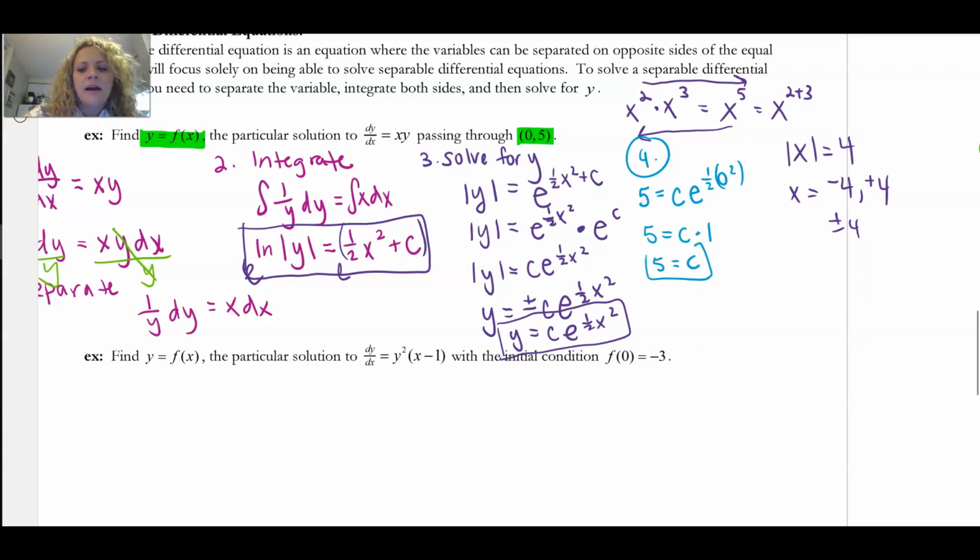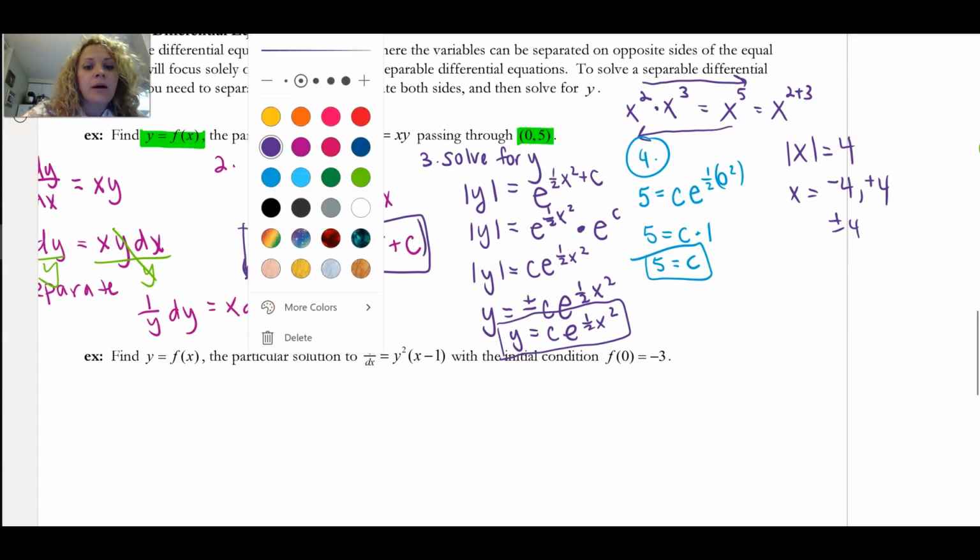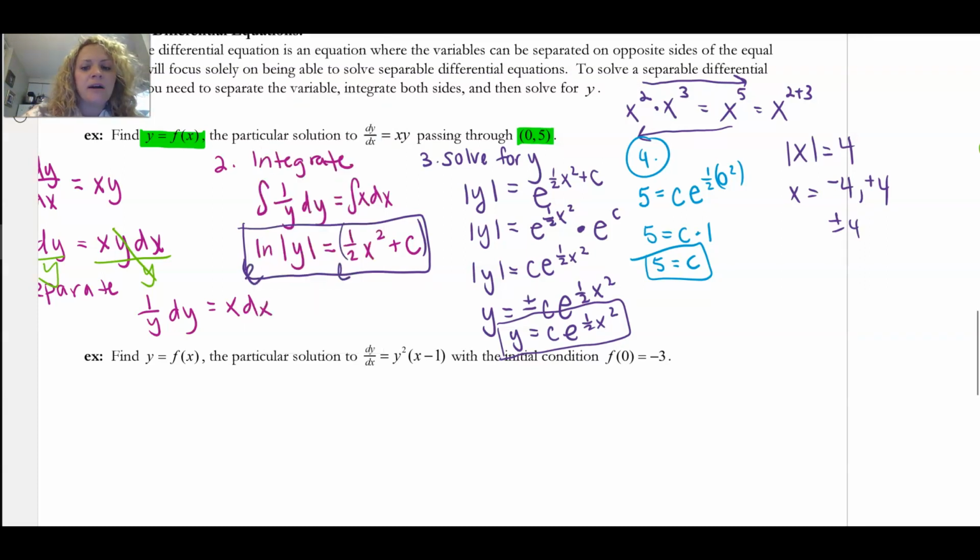So we're not done yet. The very last thing that we have to do is just rewrite that with the 5 in it. So we know now that it is in fact a positive 5. So our final answer is that y equals 5 times e to the 1/2 x squared power.